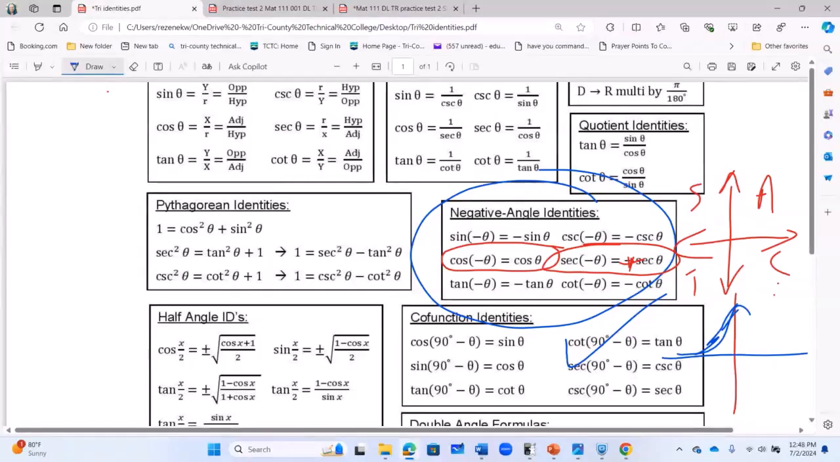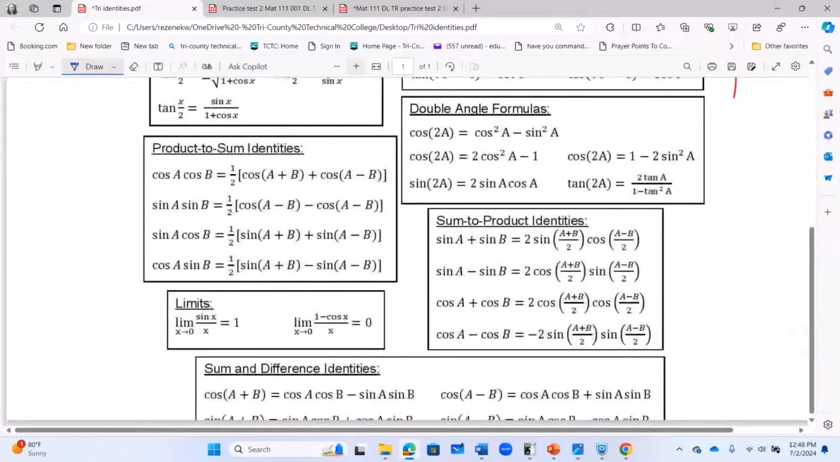The y-axis is the line of symmetry. The graph of cosine: the y-axis is the line of symmetry. Okay, so I'm going to draw it again. So the graph of cosine, the y-axis is the line of symmetry. Because the y-axis is the line of symmetry, it's an even function.